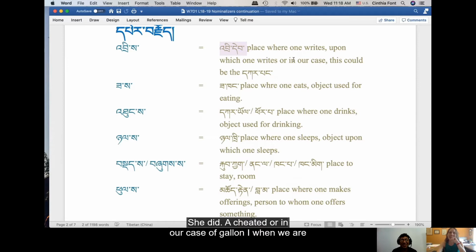Chitip, a cheated, or in our case, Genla and I, when we are in the physical classroom, could also be a karpang. So what is a tisa? It is a place, sa, upon which the action of T is happening. What is T? It is to write. So a place upon which one writes can be, this is my tisa, my notebook, because I write here. This is the physical place that takes my action of writing. Does that make sense? Now, in the case of the karpang, the whiteboard is also the place where Genla and I write, so it's also our tisa.